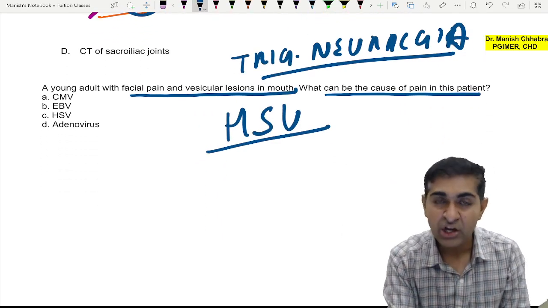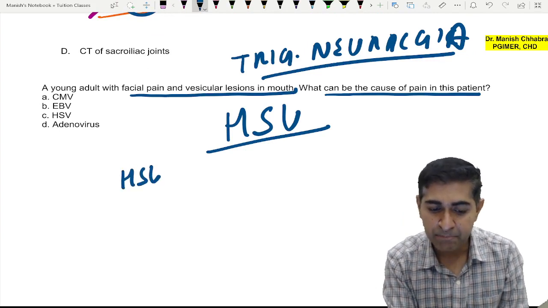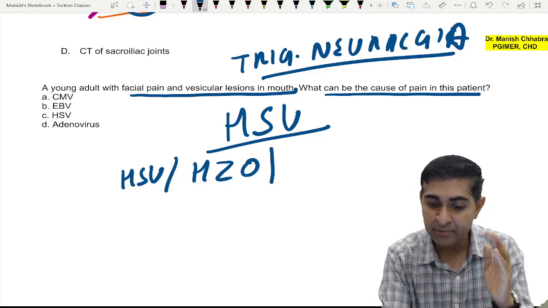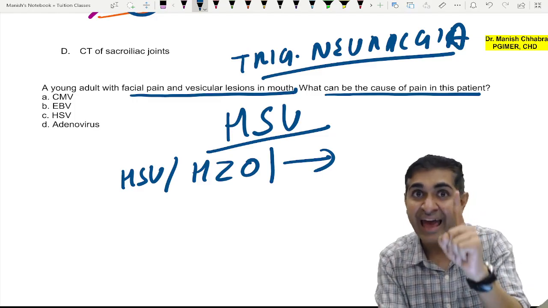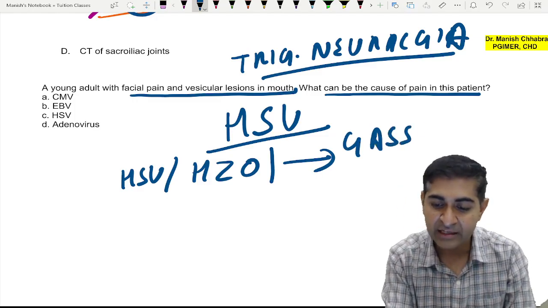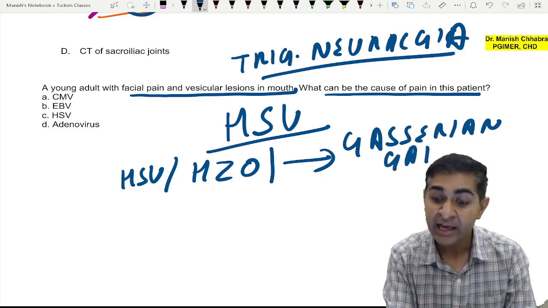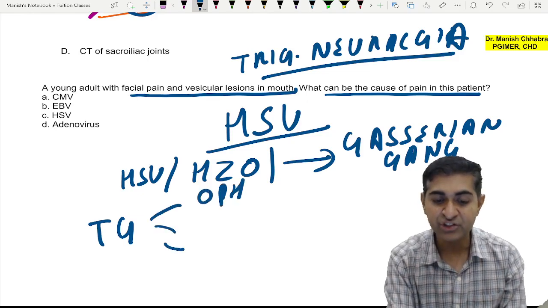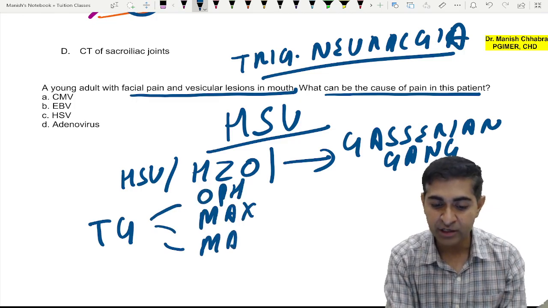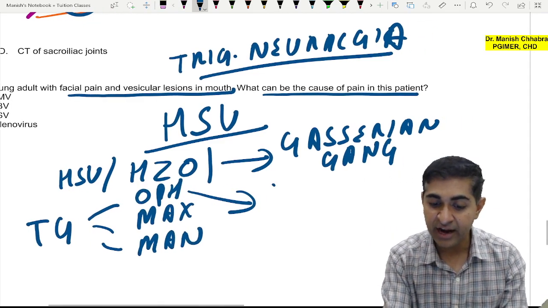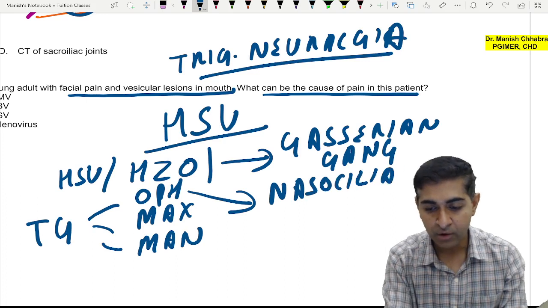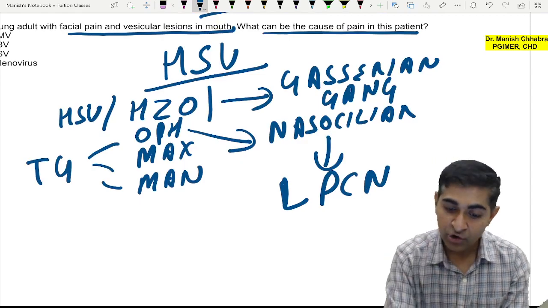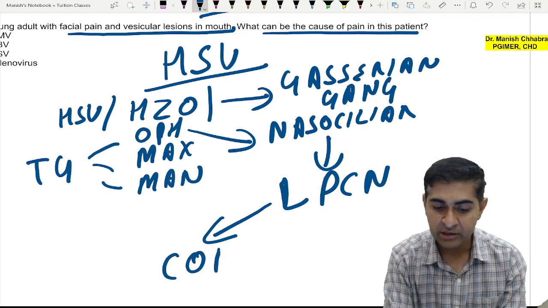Because if you could recall, herpes simplex virus or herpes zoster ophthalmicus, whenever there is infection, they will become resident of the ganglion of the trigeminal nerve. The name of that ganglion is Gasserian ganglion. And trigeminal nerve has three branches: ophthalmic division, maxillary division, and mandibular division. Now ophthalmic division gives rise to nasociliary nerve. Nasociliary nerve gives rise to long posterior ciliary nerve. Long posterior ciliary nerve supplies the cornea.